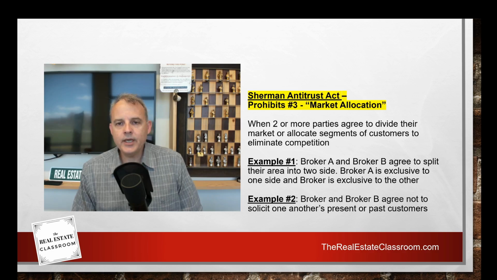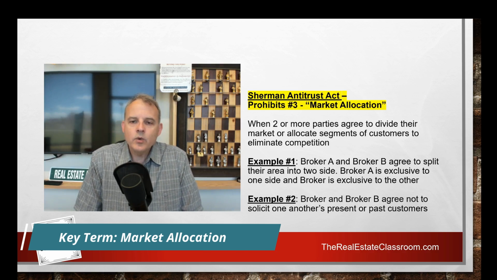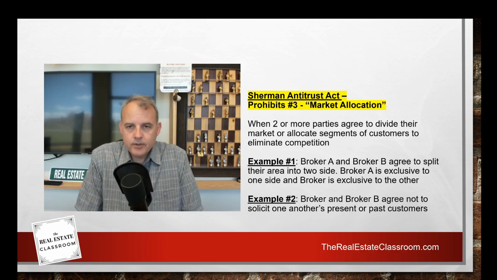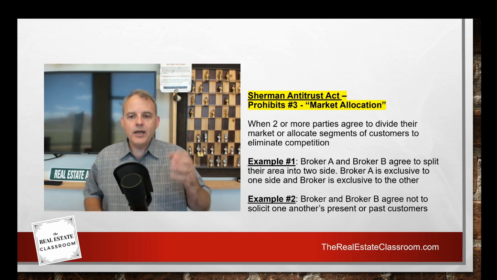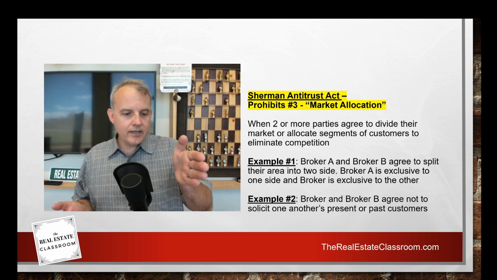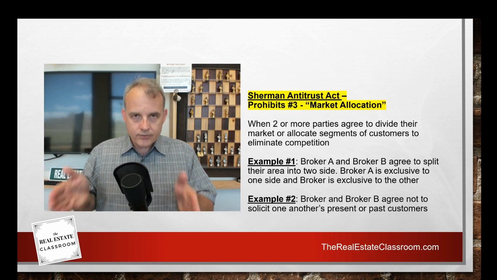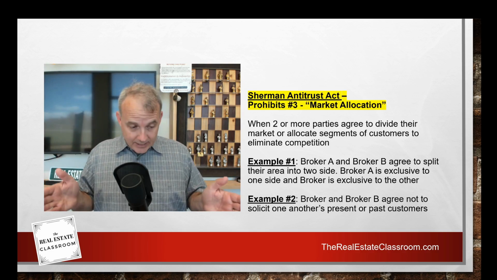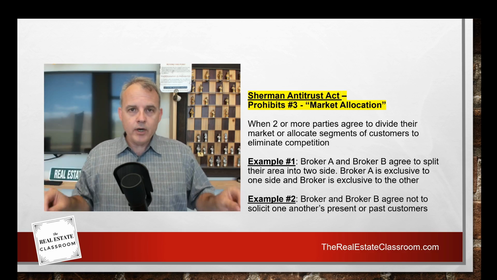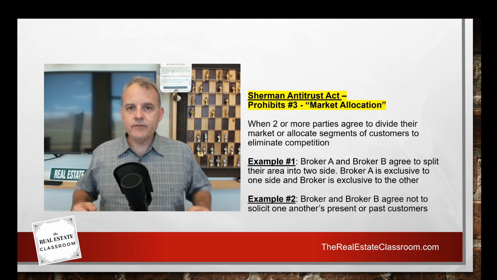Prohibition number 3 is what we call market allocation. This is where two or more parties agree to divide their marketplace. So let's say broker A and B in a local area says, listen, A says, I'll take every listing south of Main Street. You take every listing north of Main Street. So they have collectively divided the market area with the guarantee that they won't poach each other's side of Main Street. That is a violation of antitrust.